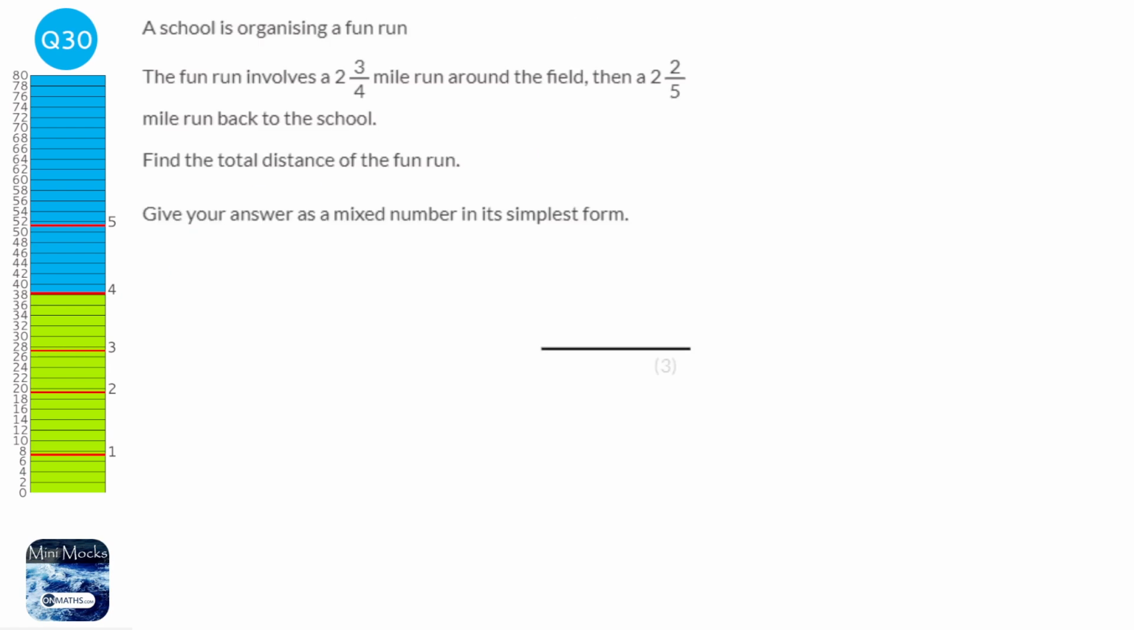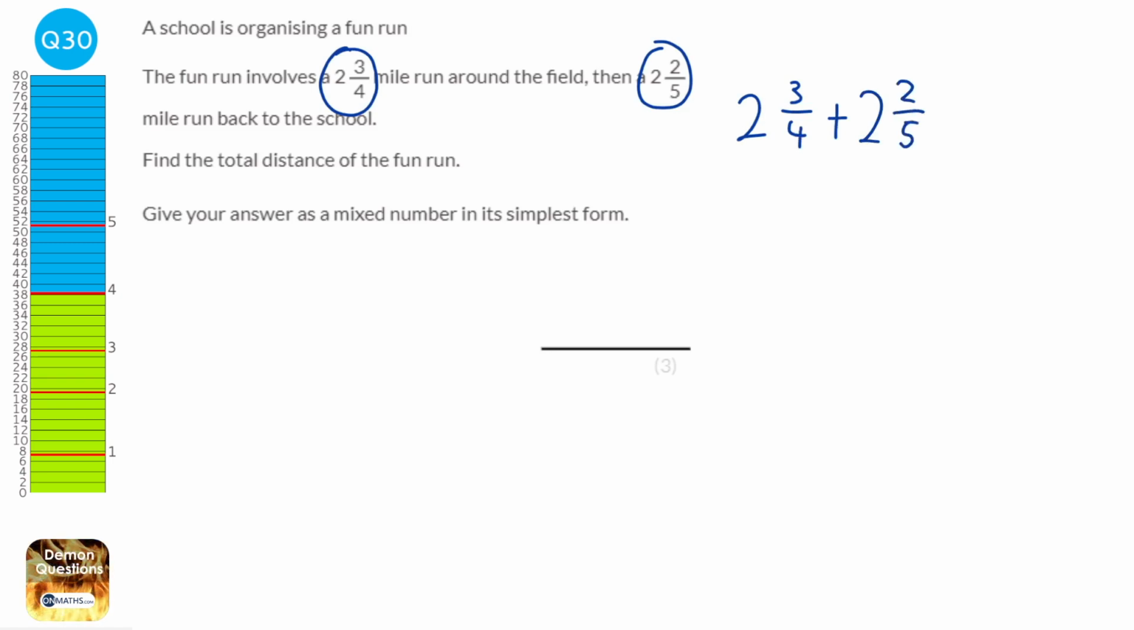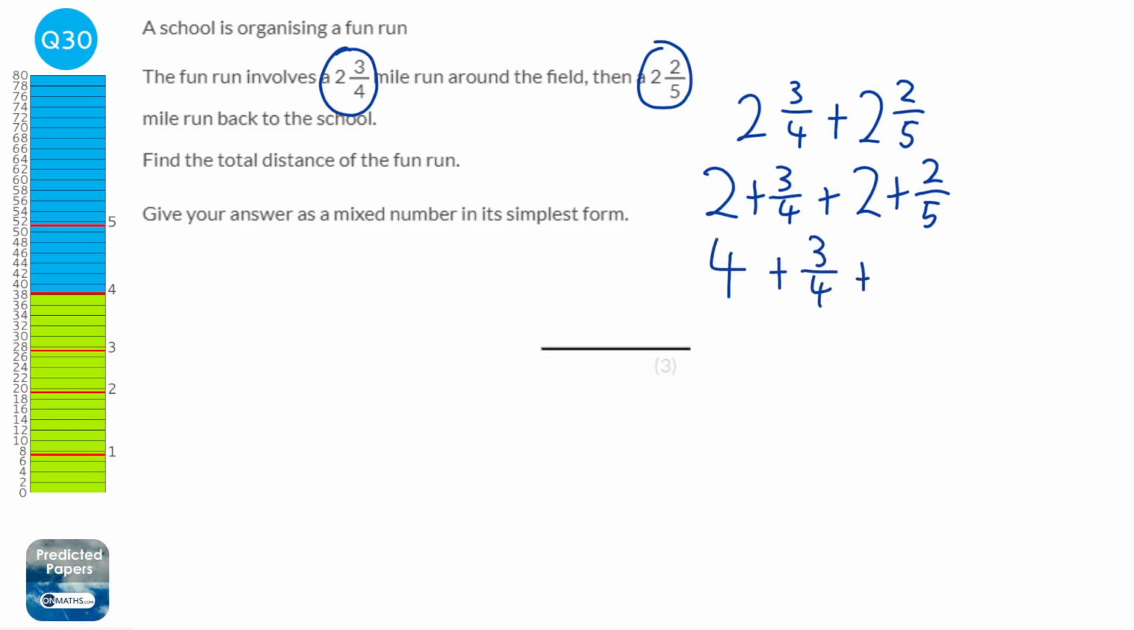So in this question we basically need to add the 2 3/4 and the 2 2/5. So we're going to do 2 3/4 plus 2 2/5. Now if I just rewrite this, 2 3/4 can be written as 2 plus 3/4, plus 2 plus 2/5. So we can add the 2 2's together to make 4, and then all we need to do is add the 3/4 and the 2/5.